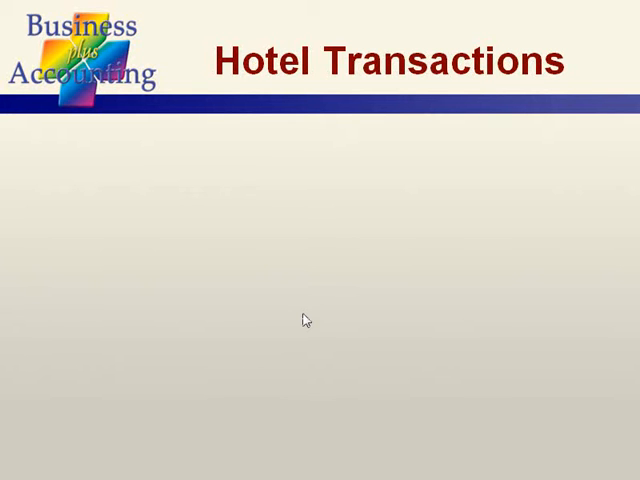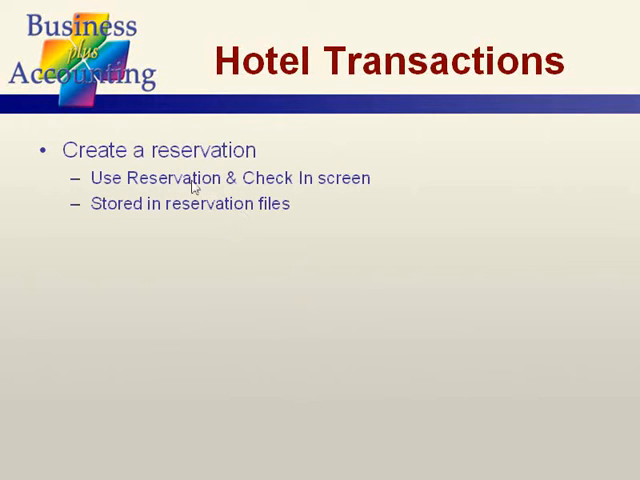Before we go over how to complete transactions in the hotel software, let's do a quick overview of exactly what the transactions are, what the order of the transactions is, and the flow of the data. The first thing that happens is the creation of a reservation. When a guest walks in and says, I need a room, or calls on the phone and says, I need to reserve a room for a specific date, then you can use the reservation and check-in screen to create that reservation. Now that reservation can be for one or multiple rooms, and can be for today or for any date in the future.